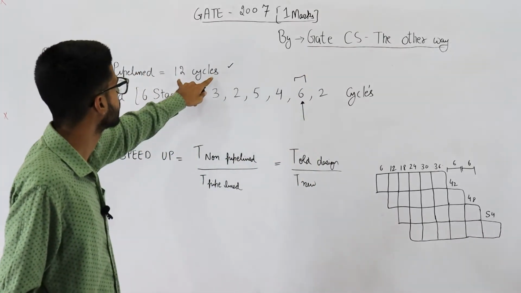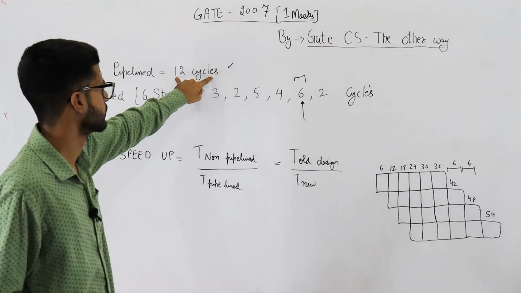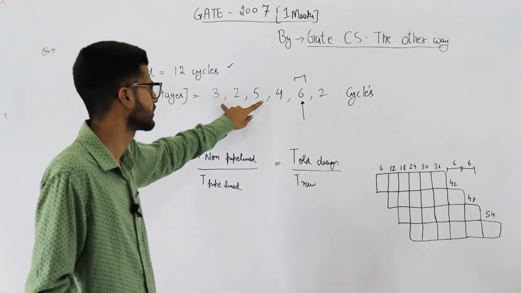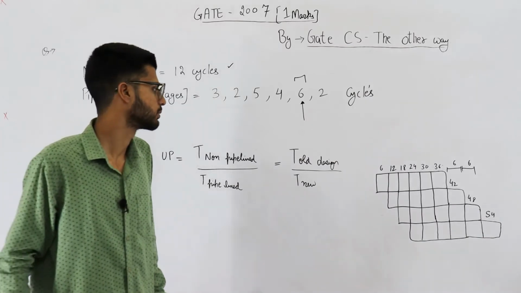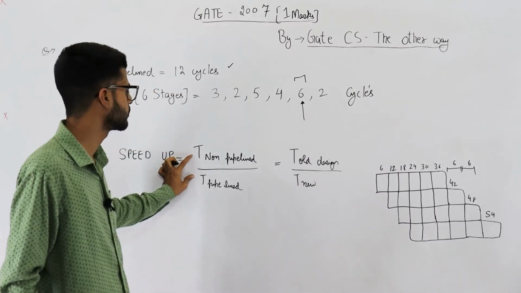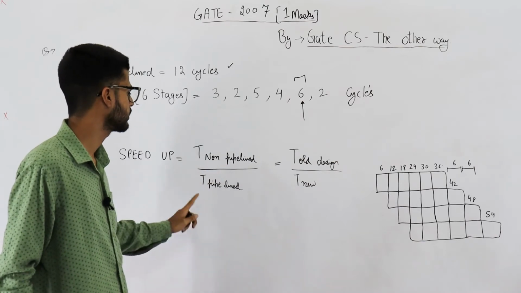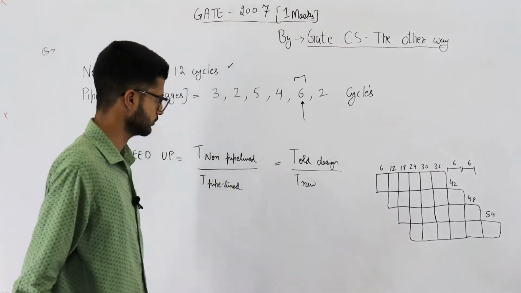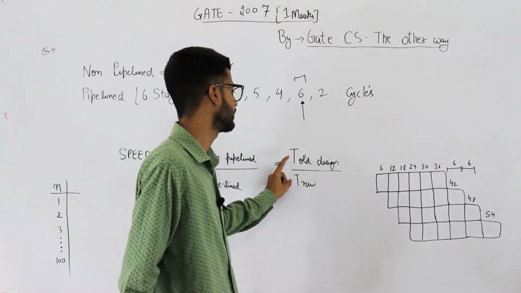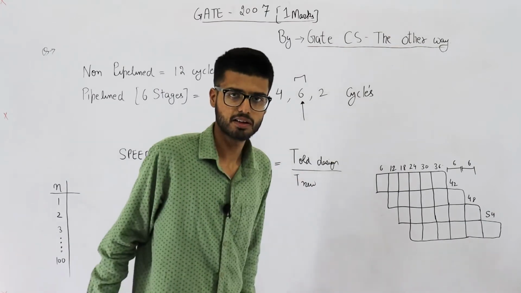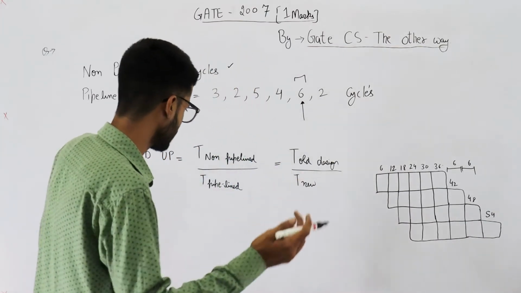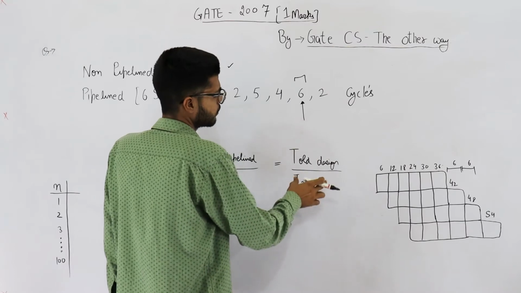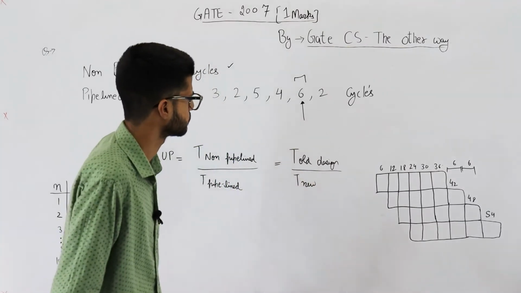So here an instruction requires 12 cycles. Here an instruction requires 6 cycles. Sorry, one stage requires 6 cycles. What is the speedup? You very well know the formula of speedup is time taken by non-pipelined version divided by time taken by pipelined version. Or it could also be written as time taken by old design divided by time taken by new design.